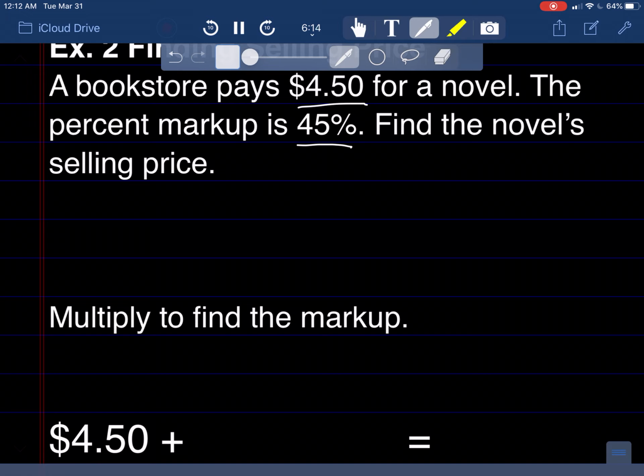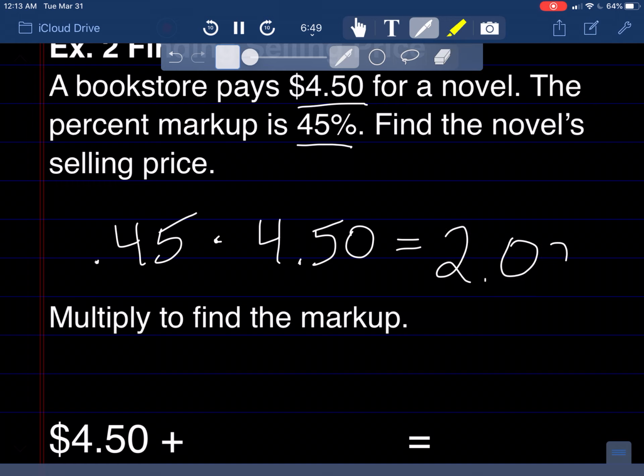So again, 45% as a decimal is 0.45. We're multiplying that times the store's cost, and that was $4.50. All right. So take a second, pause this video, and figure out what 0.45 times 4.50 is. Again, you may use calculators or you can do it longhand, whatever works best for you. When you did that, you should have gotten 2.025, okay? So it's a little bit longer than normal money.